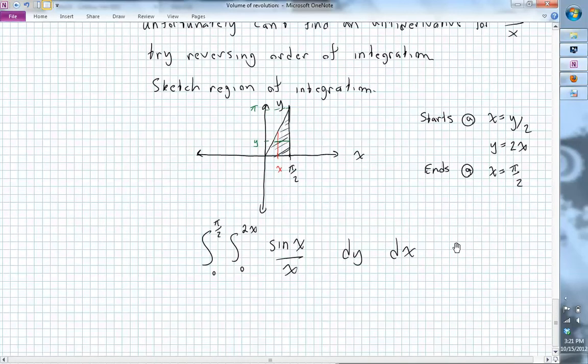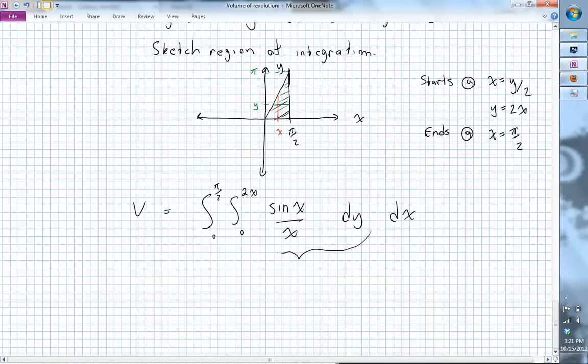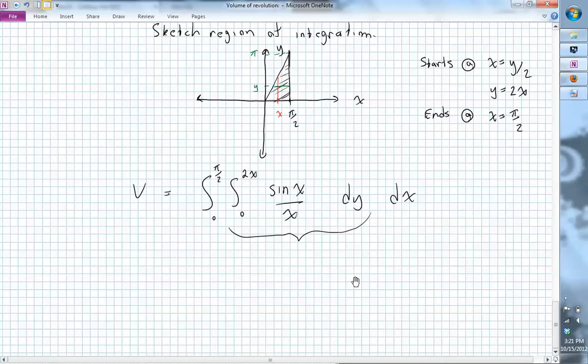Okay. The integrand stays the same, sine x over x. That doesn't change. The limits change, and the order dx dy changes to dy dx. And Fubini's theorem says this is going to be the same number. Does everybody see why this is at least slightly advantageous? Yeah, because now when I integrate with respect to y, always work from the inside out, I'm integrating sine x over x, which with respect to y is just a constant.